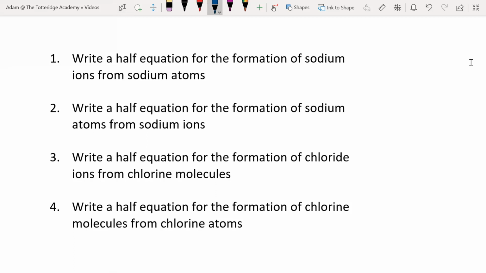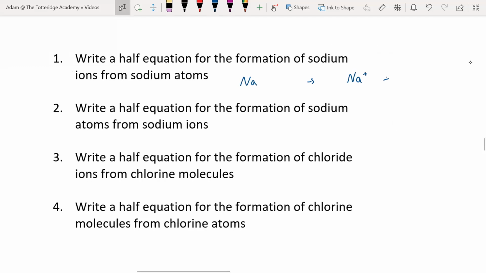So we had to write a half equation for the formation of sodium ions from sodium atoms. I know that I'm starting with a sodium atom, so that's just going to be Na, and I know that I'm forming a sodium ion like that. What that means is that an electron is being lost. If I'm going from a sodium atom to a sodium ion, I'm losing an electron, and that's going to go over there. And again, if you're not fully understanding that process, the right thing to do is not to just go, oh yeah, I think it'll be all right. The right thing to do is to go back to the previous video and make sure you've done that.